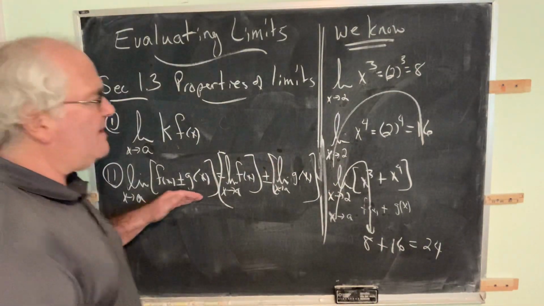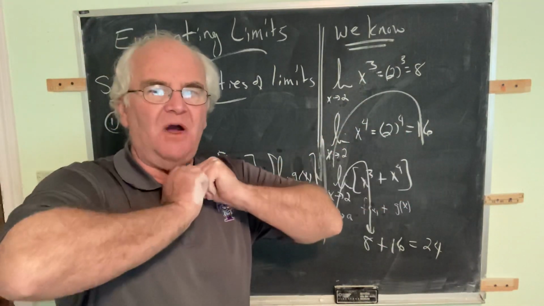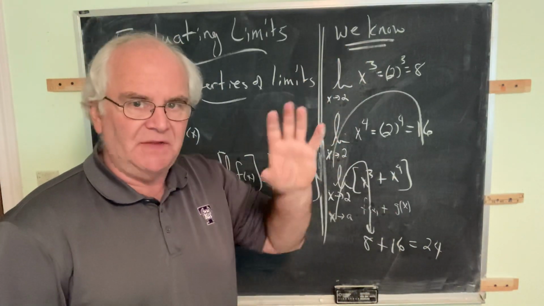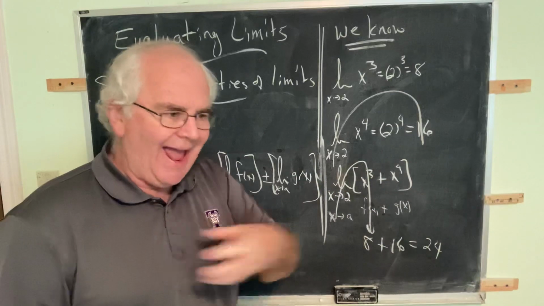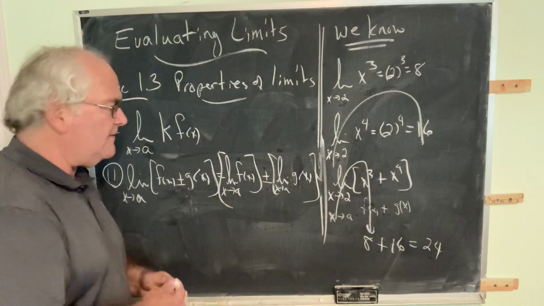And so that talks about what happens if you add together functions. So now, from here on out, anytime we have functions added together, we know how to find the limits. You find the limit of the first and the second and the third and the fourth and add them or subtract them as is required.